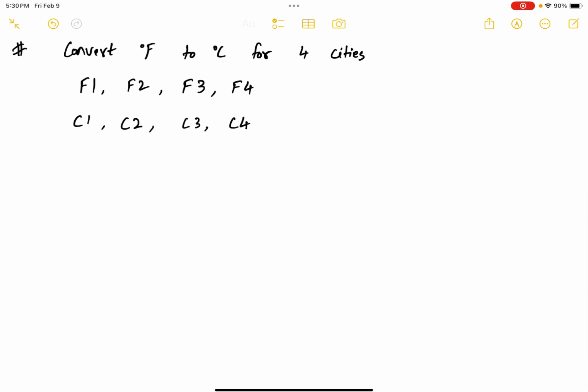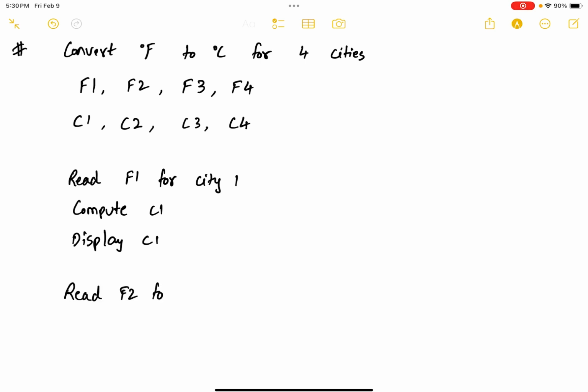So the algorithm for your code would be, you would do this. Read F1 for the first city, compute C1 using the formula, and then display C1. Once you're done with city 1, you can move to city 2. You would say read F2 for city 2, compute C2, and display C2.